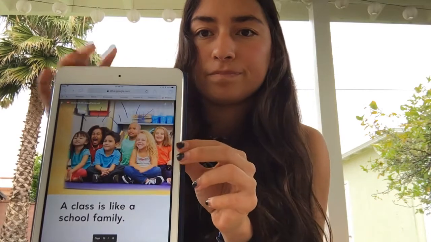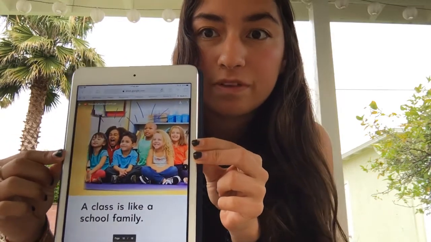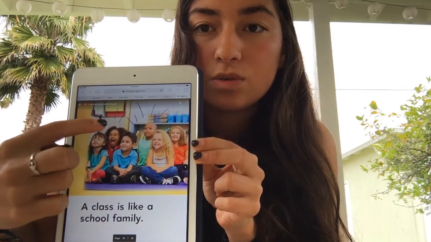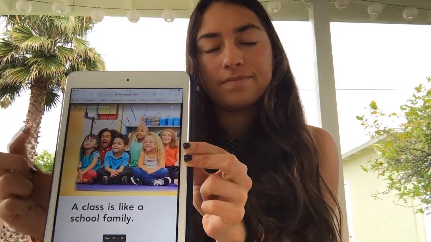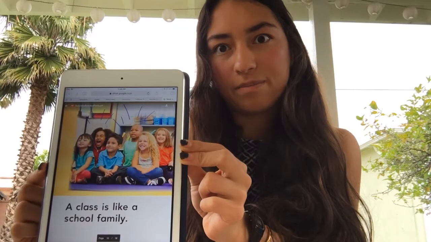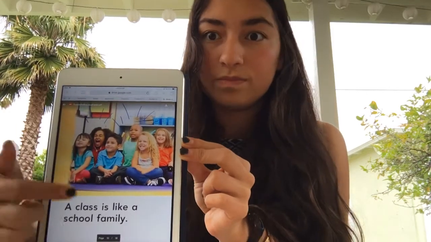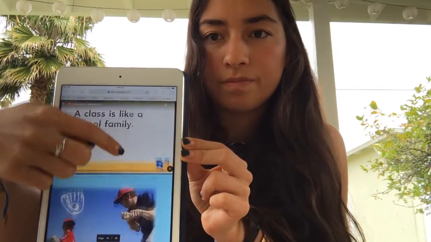Nice. And let's see how many people are in this family. 1, 2, 3, 4, 5, 6. Is that a small or a big family? Whatever you think.